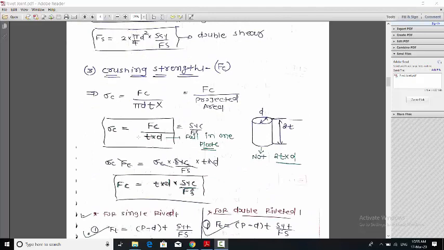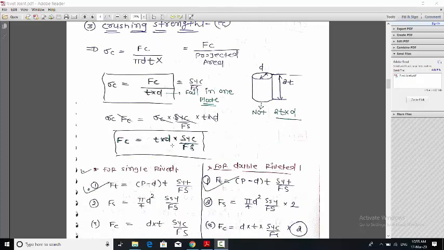For crushing strength we always look at the projected area. Suppose my rivet diameter is D, joined in two plates of thickness T, that is T plus T equal to 2T. So the projected area is 2T into D, but we do not use the projected area 2T into D, because the plate can crush at a time in only one plate. It means it can fail in only one plate. Failure in both plates simultaneously does not happen. So the crushing strength is given by Fc upon T into D, that is force upon projected area. So the crushing force is T into D into SYC upon FOS, where SYC is the strength in compression.